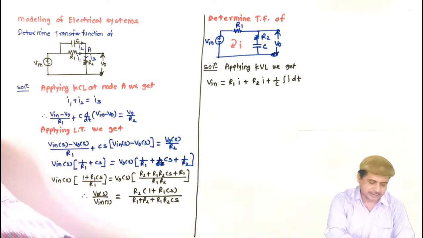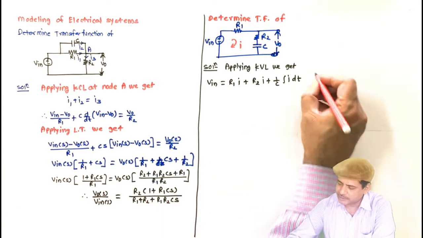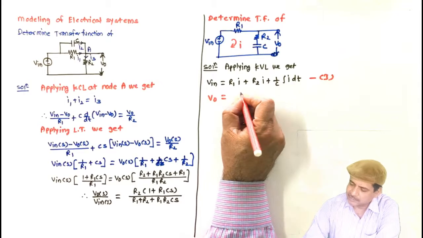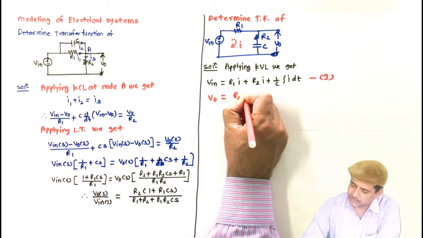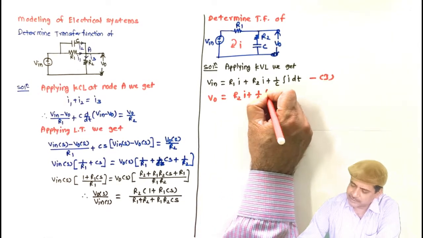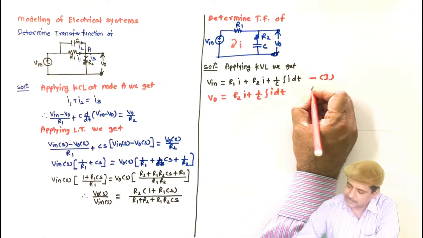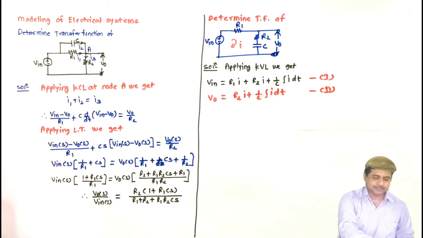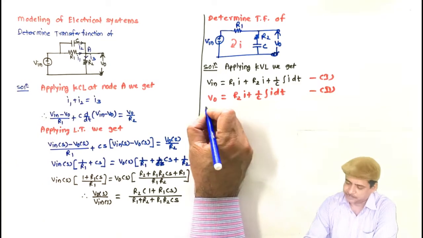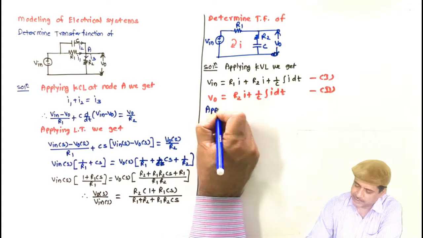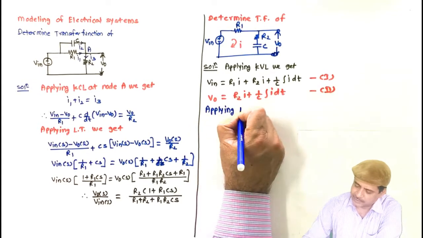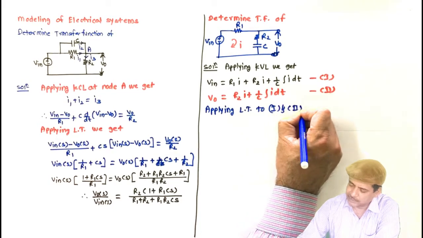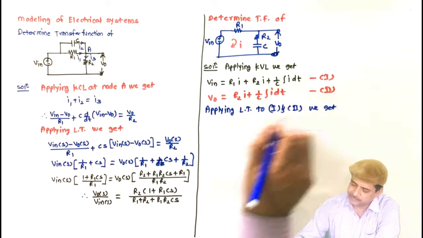And let us write down the equation for V output. So let this be 1, and V out is R2 into I plus 1 by C into integration I dt. Let this be 2. And now let us apply Laplace transform to 1 and 2. Applying Laplace transform to 1 and 2, we get, what do we get?